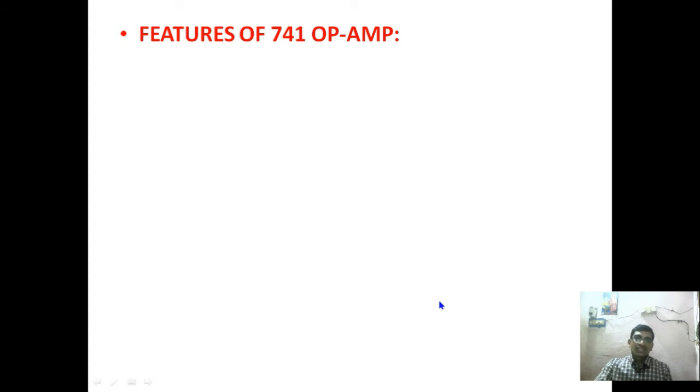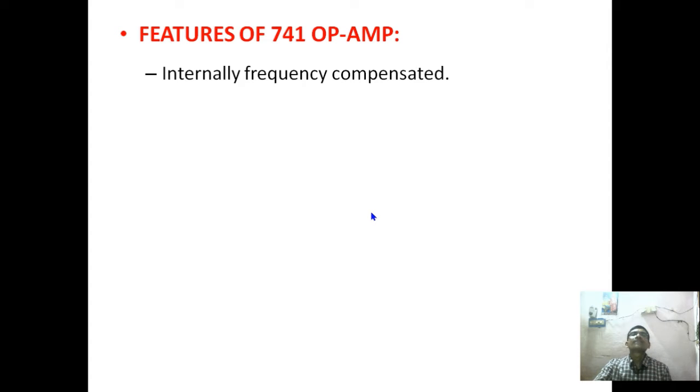Next is features of 741 operational amplifier. The 741 op amp has many advantages and features. It is internally frequency compensated, so internally it has a frequency compensation technique. The next feature is short circuit protection. It has an internal short circuit protection circuit, so that it can bear up to 25 milliamperes current.